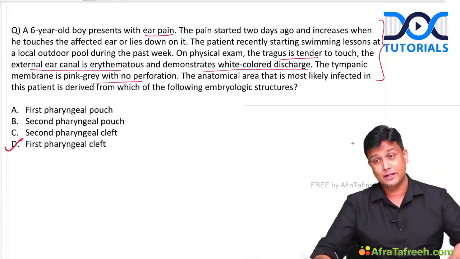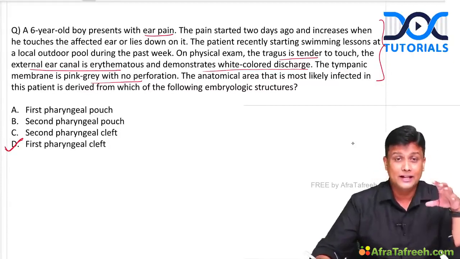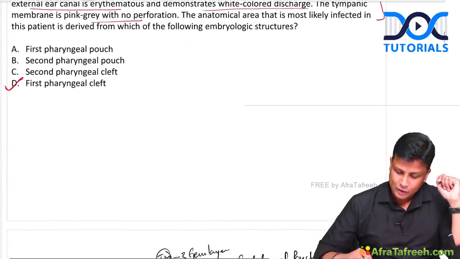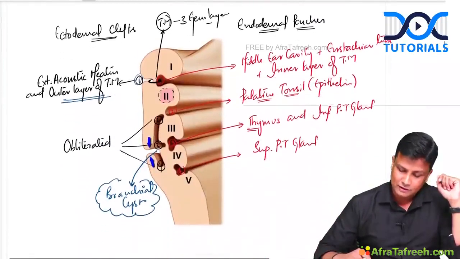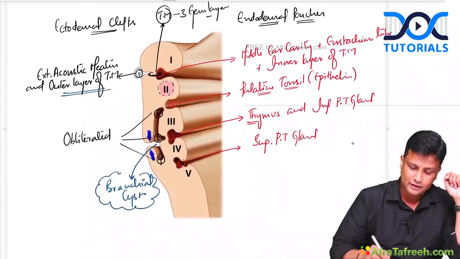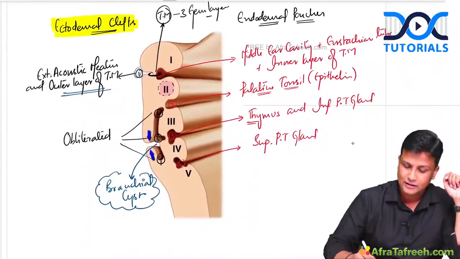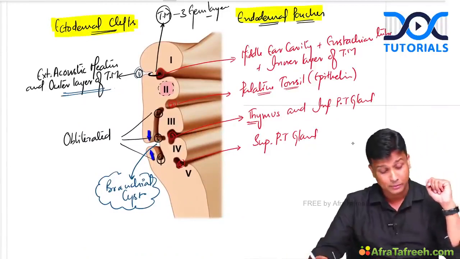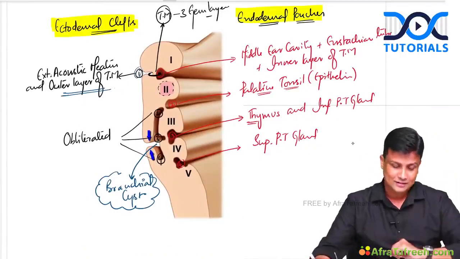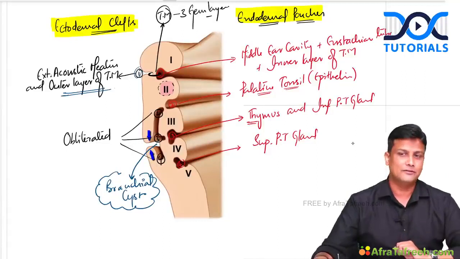And I told you in the very beginning itself that normally the name is pharyngeal cleft and pharyngeal pouches, but I am deliberately writing here ectodermal cleft and endodermal pouches, so that my students should remember that clefts are derived from where, sir? The ectoderm, and the pouches are derived from where?